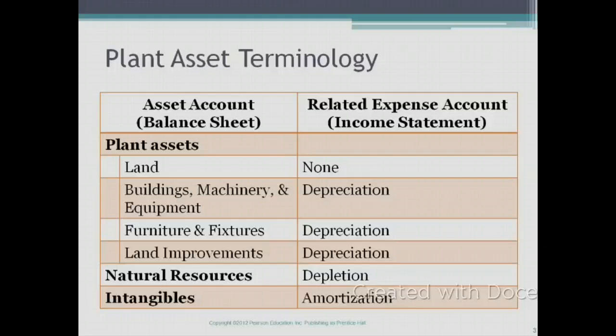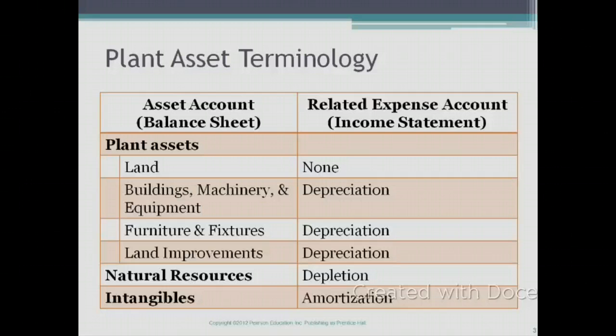Now, plant assets have wear and tear and obsolescence, and they don't last forever. With the exception of land, which we assume does last forever, the cost of the plant assets is allocated over their useful life. We call that depreciation. Depreciation is an expense, and we show it on the income statement. Depreciation supports the matching principle, and what we do is we take the cost of the asset and allocate that cost over its useful life.